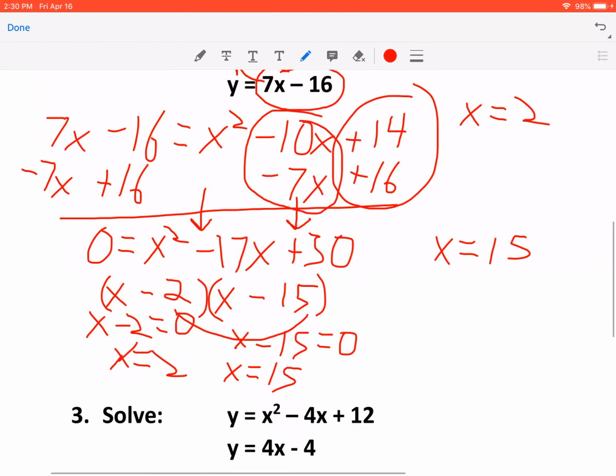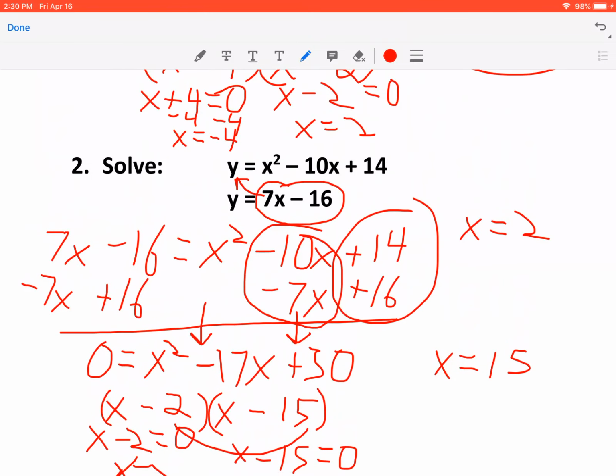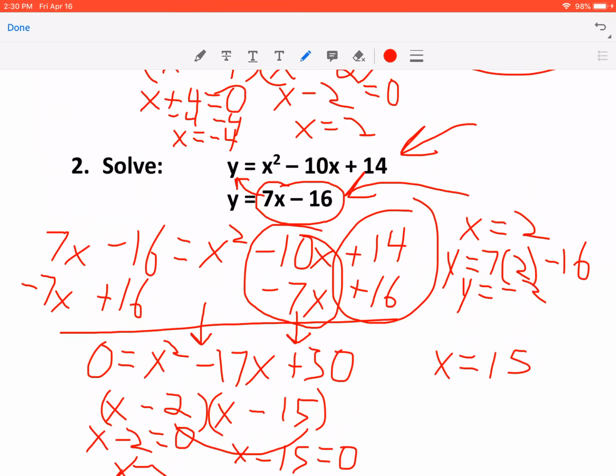But I need the y coordinate for both of these. Again, which one's easier to plug it into? The quadratic or the linear? Always plug it into the linear. So to solve for y on this one, it would be 7 times x, which is 2, minus 16. 7 times 2 is 14. What's 14 minus 16? That would be a negative 2. So y equals negative 2. So the coordinate x is 2, y is negative 2. That's one answer, but it hits it twice.